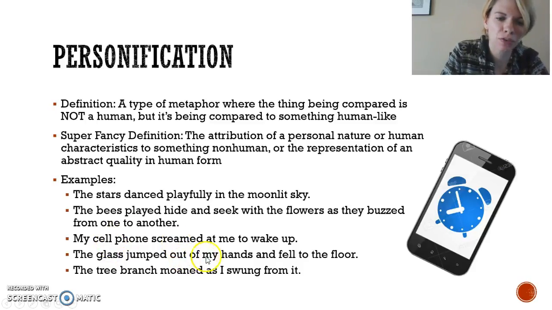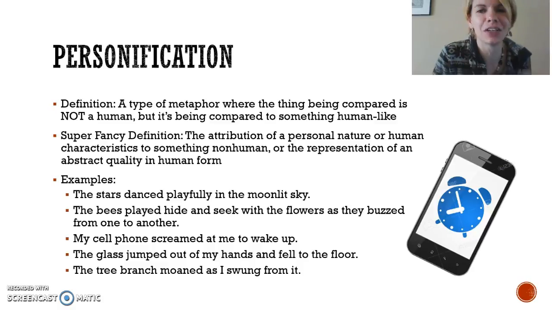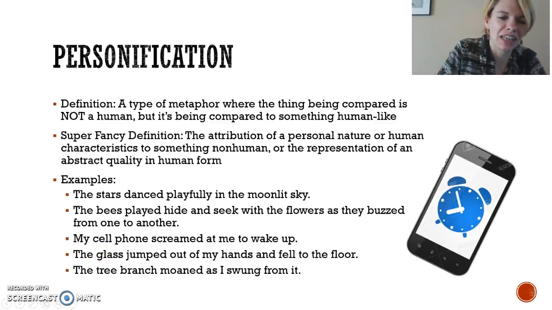The glass jumped out of my hands and fell to the floor. This is me, because I'm a klutz. So glasses can't actually physically jump out of your hands, but you can imagine that to the person who is holding this glass, maybe it felt like the glass had just jumped.